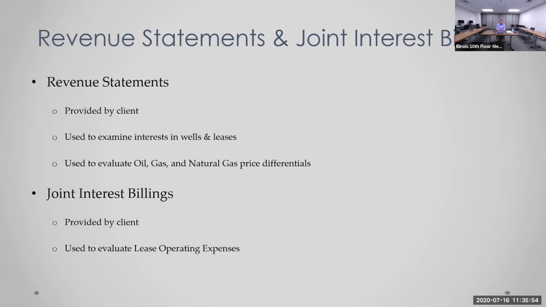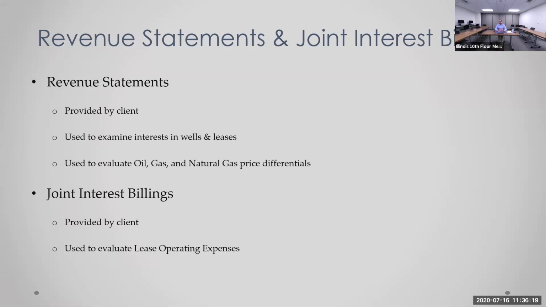So now revenue statements and joint interest billings. Remember we briefly touched base on it in the agenda. Unfortunately, I couldn't get actual examples to show you, but I'll tell you what we look at. So revenue statements are usually provided by the client, right? By client, I mean operator, or whoever's borrowing the money.